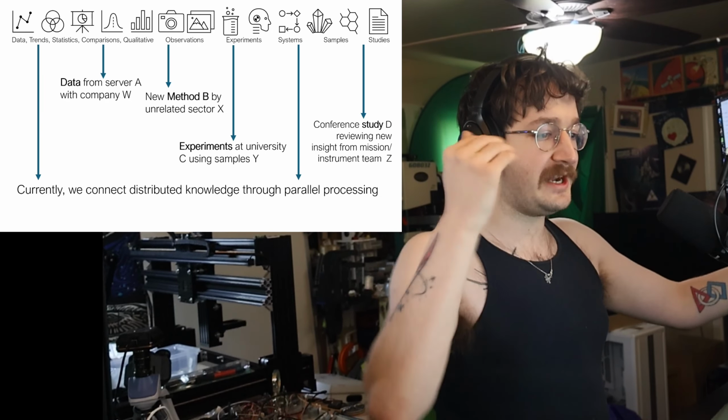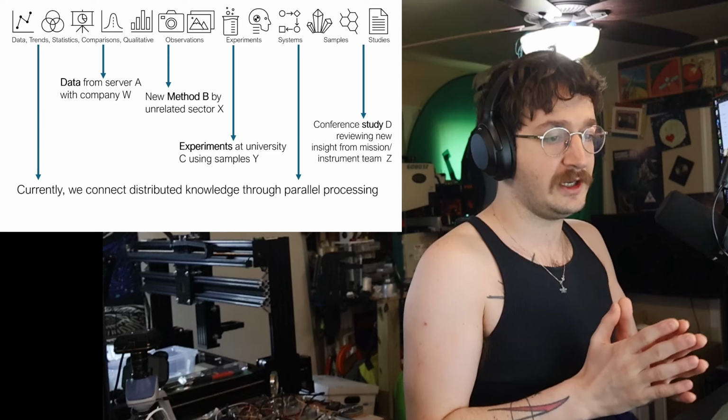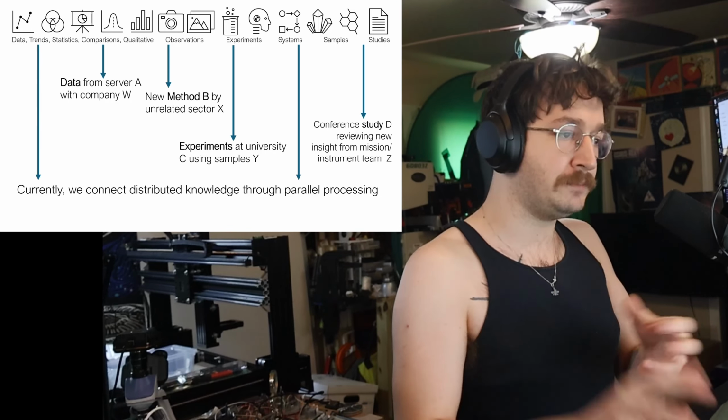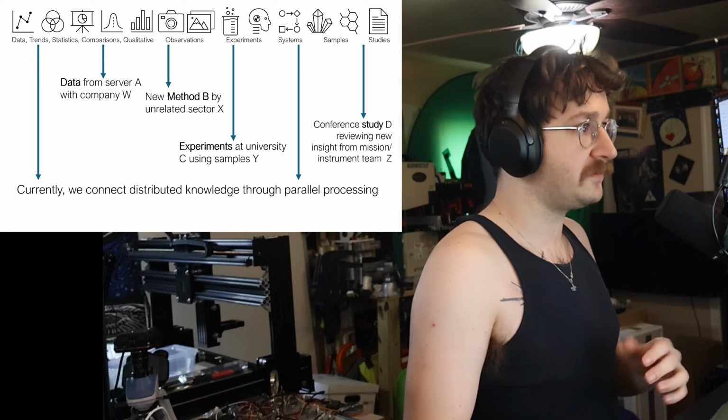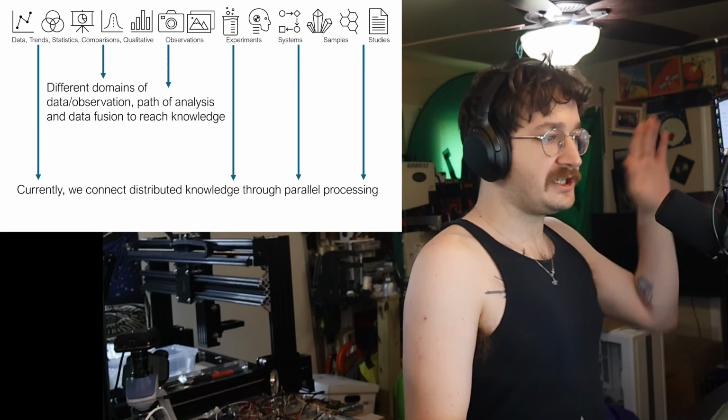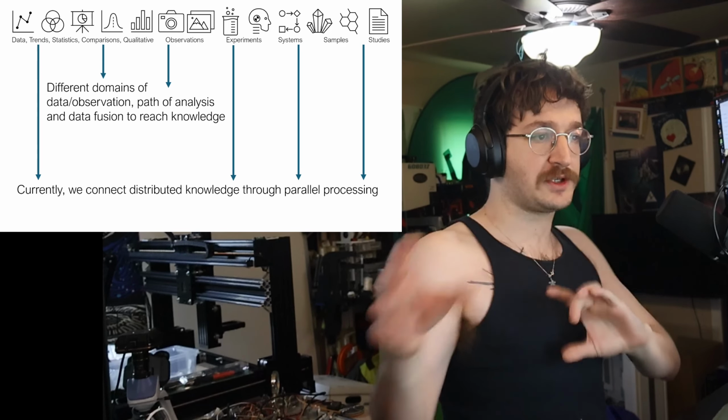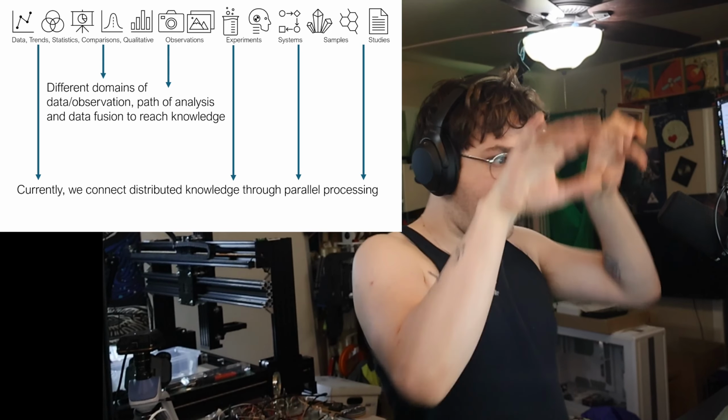And we do a conference, study D, reviewing new insights from the mission or instrument team Z. The point is that it's dispersed, right? They are going to be connections among them, but the connections are going to occur when it's appropriate for the data type, right? So different domains of data and observation are the different paths of analysis to reach that data fusion and to reach your conclusion, your inference, your knowledge, whatever you want to call it.